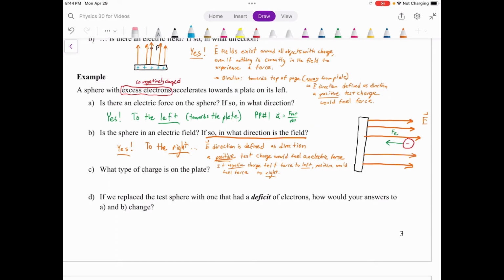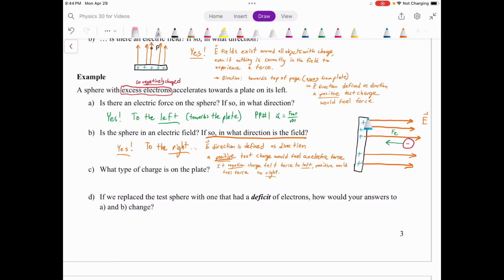Okay, and so then it asks us what type of charge is on the plate, right? Well, if it's attracting a negative, what must be the charge on this plate? It must be positive, right? Opposite charges attract. Now, let's back that up with what our electric field is doing, right? Notice our electric field is pointing away from the plate.